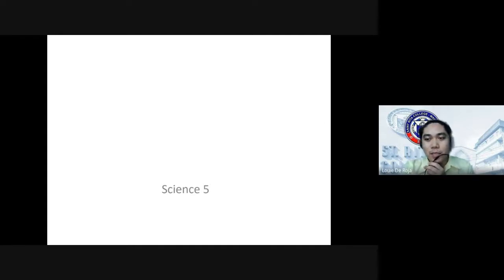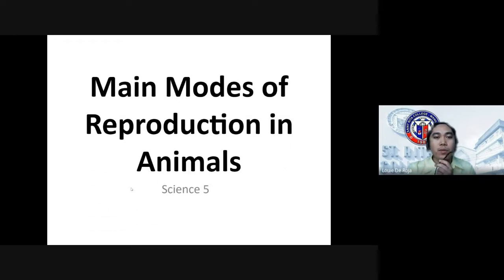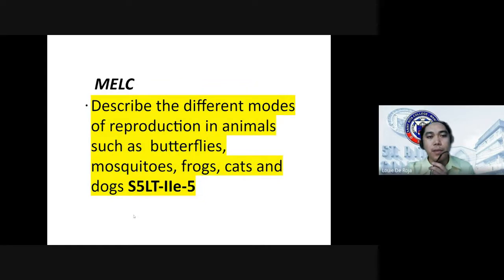So in today's lesson, we will be discussing the main modes of reproduction in animals. Describe the different modes of reproduction in animals, such as butterflies, mosquitoes, frogs, cats, and dogs.